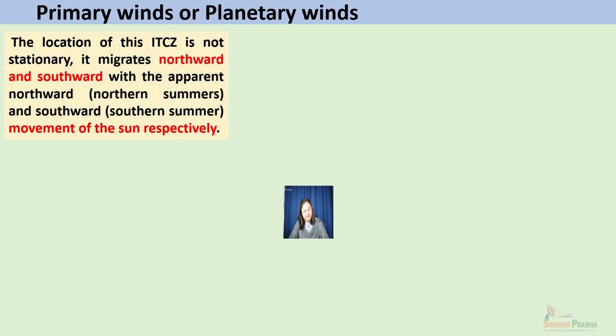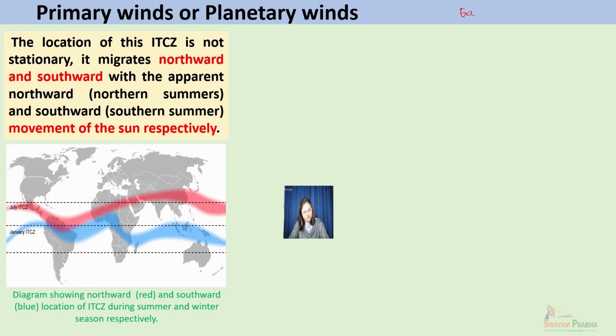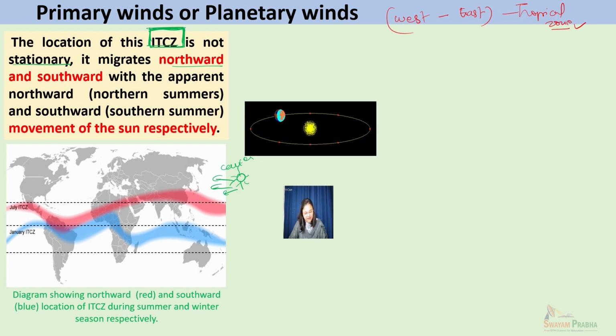Primarily, the trade winds blow from east to west in the tropical zone, and they converge along a zone which is called the intertropical convergence zone, which is not stationary. It migrates northward and southward with the apparent northward and southward movement of the sun respectively. So when you have summers in the northern hemisphere and the sun is directly overhead the Tropic of Cancer, the ITCZ shifts northward and becomes the north Intertropical Convergence Zone.